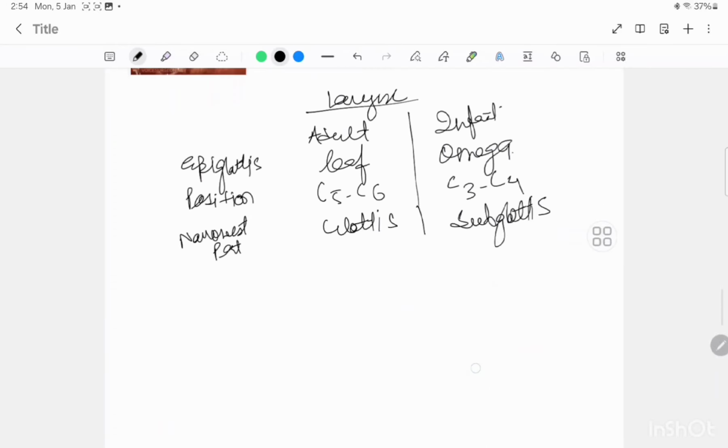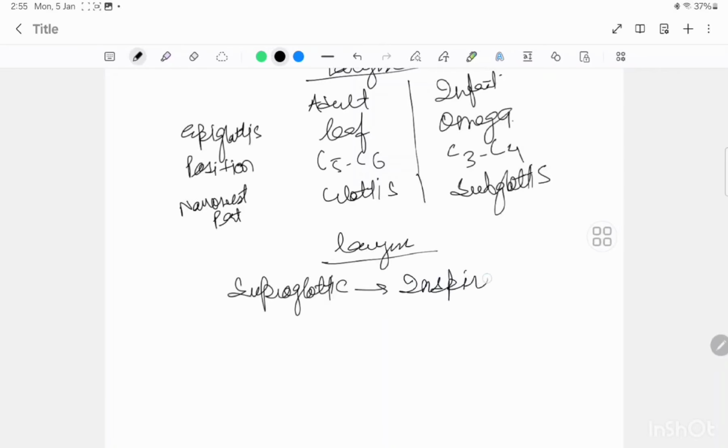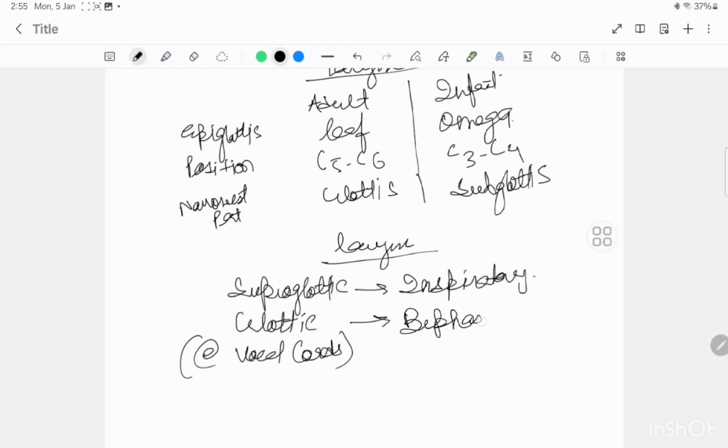So we have parts of the larynx. You want to know what inspiratory stridor is and where it happens. In the supraglottic region, if stridor happens in this area, it is inspiratory in nature. If it happens at the glottic level, which is located at the level of the vocal cords, this is biphasic stridor.